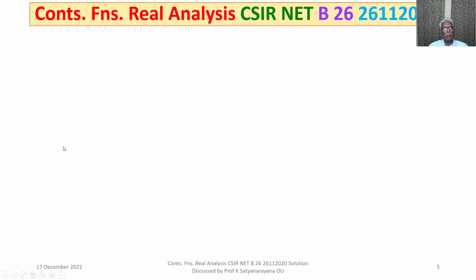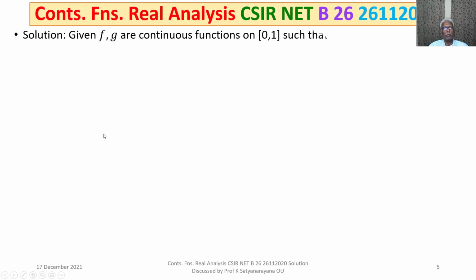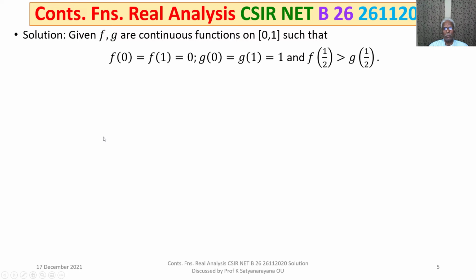Let's now discuss the solution of the problem. We are given two continuous functions f and g defined on the closed and bounded interval 0 to 1 such that f(0) = f(1) = 0, g(0) = g(1) = 1, and f(1/2) > g(1/2). Let's now define a new function h(t) = f(t) - g(t) for all t belonging to the closed interval [0, 1].